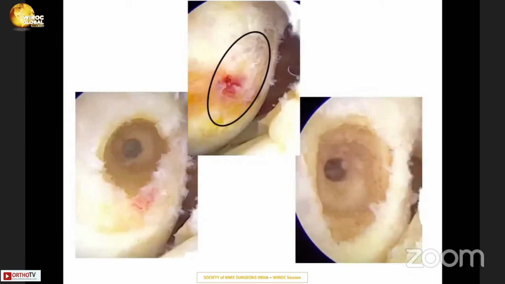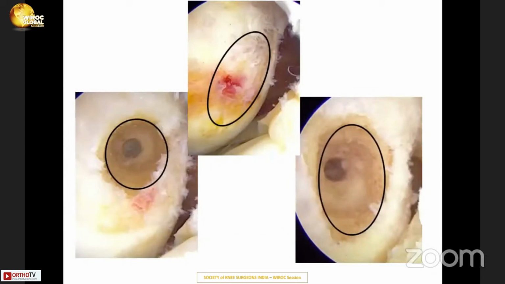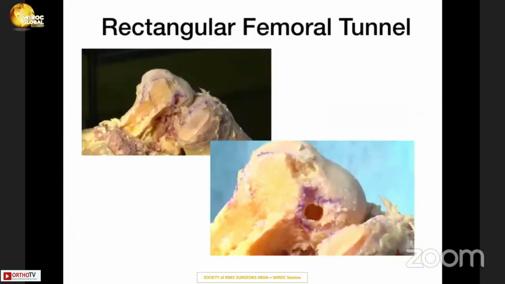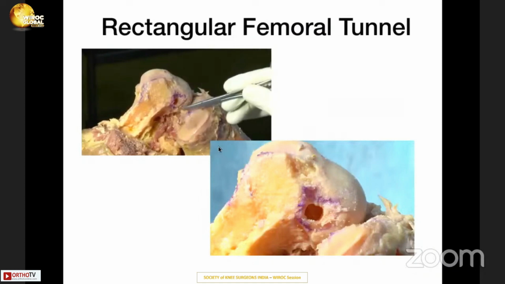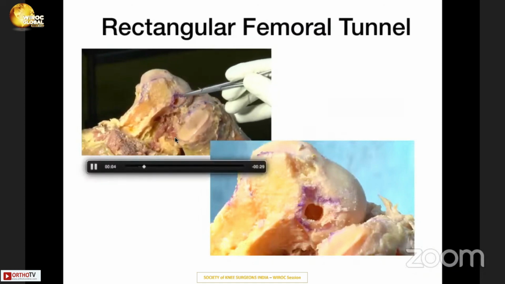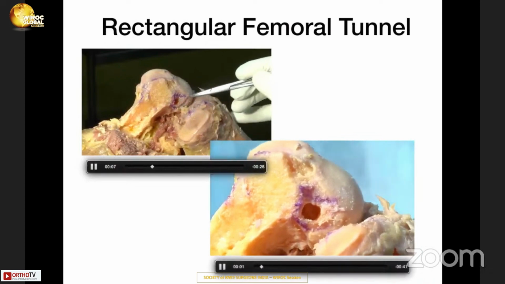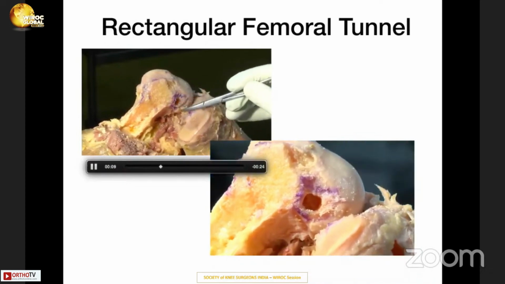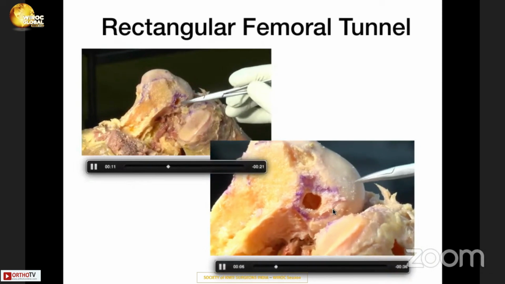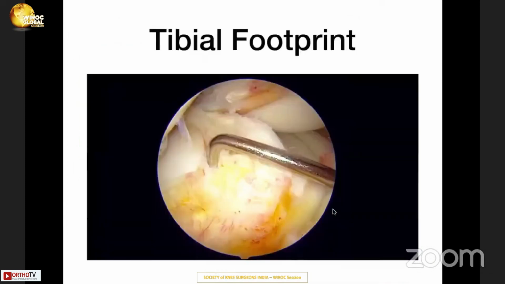So this is what the original footprint was. This is what we create with a circular tunnel anatomical ACL reconstruction. This is what my new technique with a rectangular tunnel dilator will have, a near normal native ACL footprint. I have done this on a cadaver also to showcase my work. So this is what we usually do, a circular tunnel. But if we convert it into a rectangular tunnel, you will see how the tunnel increases the footprint.